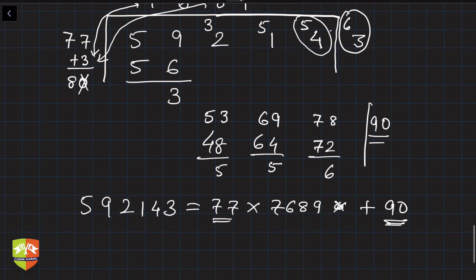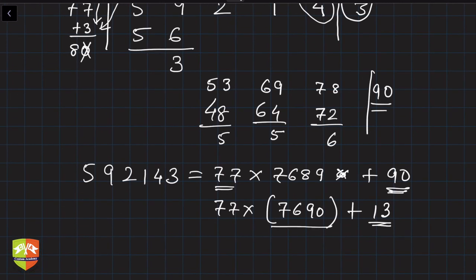But clearly 90 cannot be the remainder. 77 was the divisor. So hence you have to take this, this can be written as 7690. You took away 1. 77, so 13 is the remainder now. So hence quotient is 7690, remainder is 13. Okay, so this is how you quickly do it.